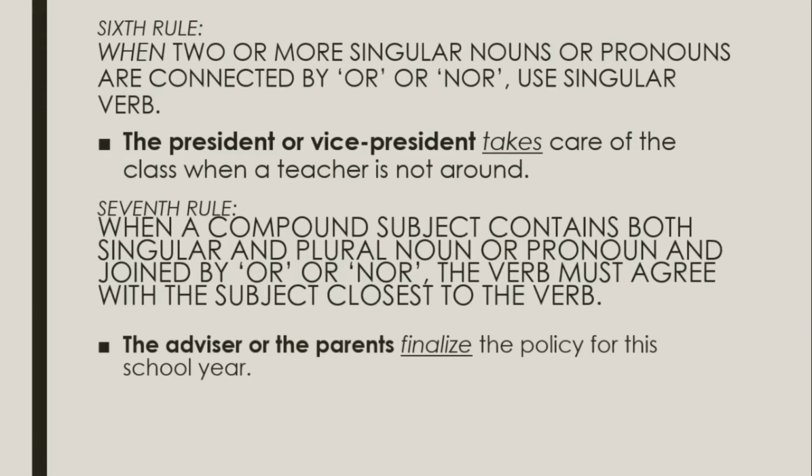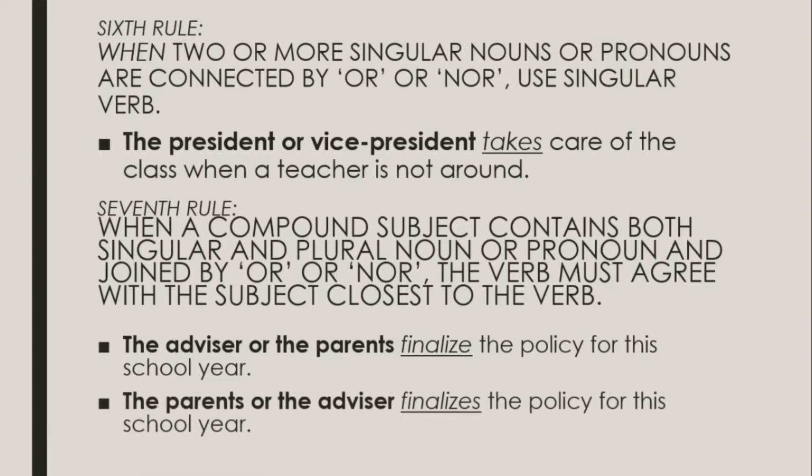For example, the advisor or the parents finalize the policy for this school year. In this sentence, the subjects are advisor and parents. Because the rule says to follow the number of the subject nearest to the verb, parents is plural, which means the verb that we need to use is a plural verb, finalize. But when we shuffle the subjects, it will turn like this: the parents or the advisor finalizes the policy for the school year. If you observe, the first subject is parents, which is plural, and the second subject is advisor, which is singular. Since advisor is nearest to the verb, the verb must agree with the nearest subject. So we will use the singular verb finalizes. So that's how you're going to make use of the rule in this particular manner.